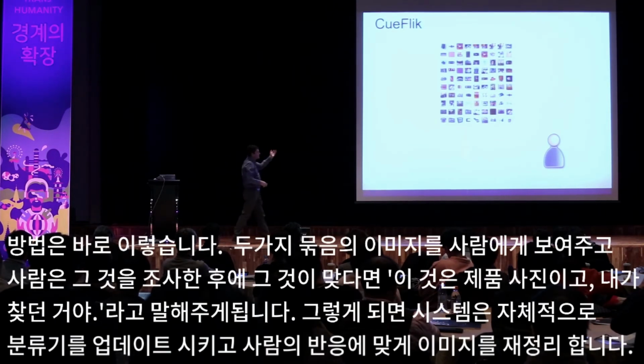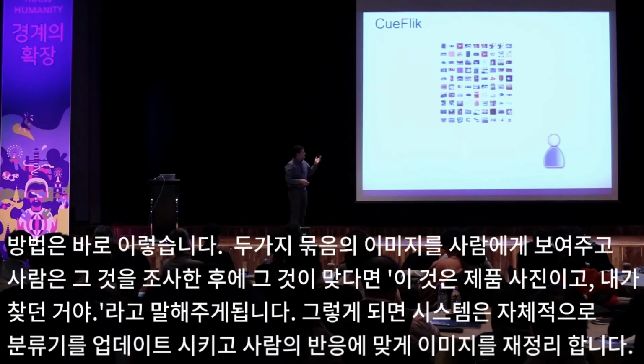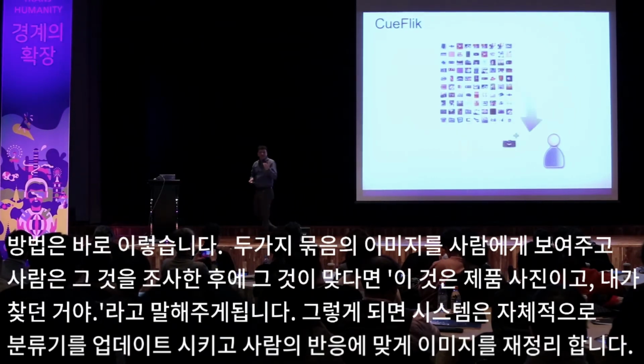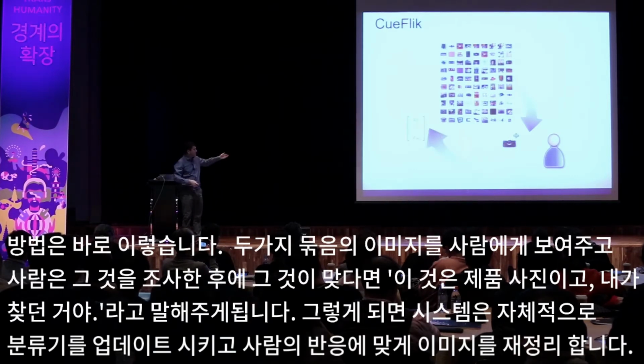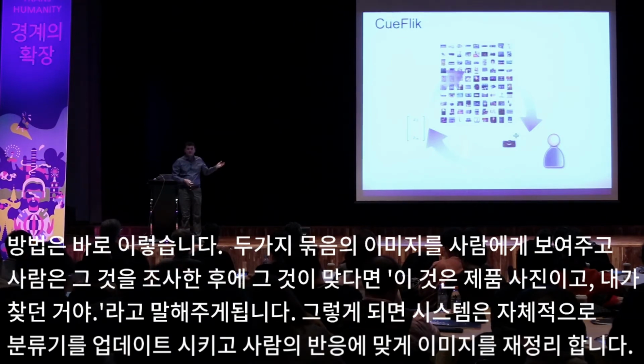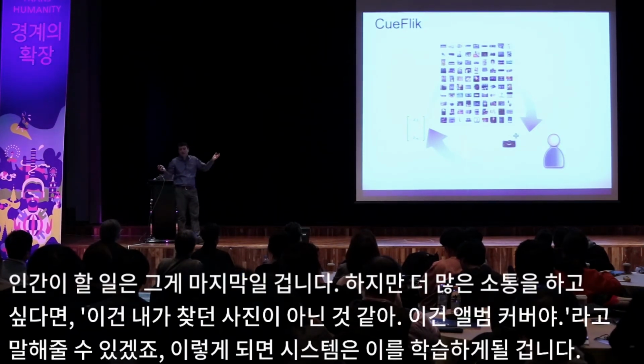And so you would get this initial set of images back, a person could inspect those, and they could say, well, this is an example of a product photo. This is what I'm looking for, right? The system will then update its classifier and re-rank the images in response to that. The person might be done at that point, right?